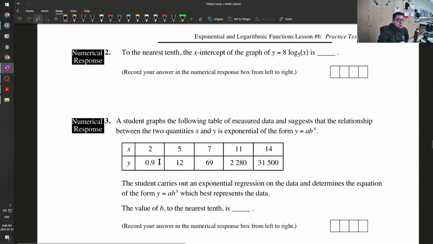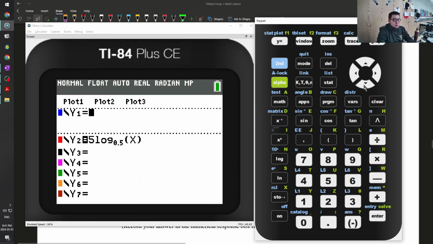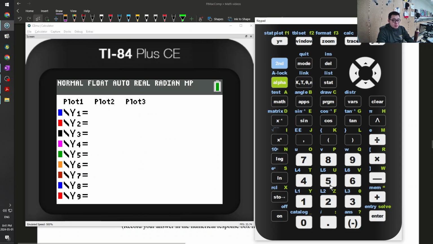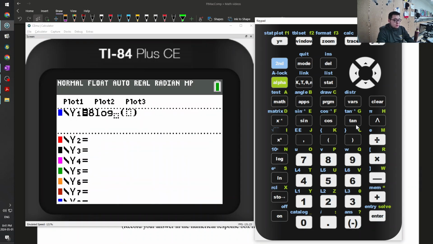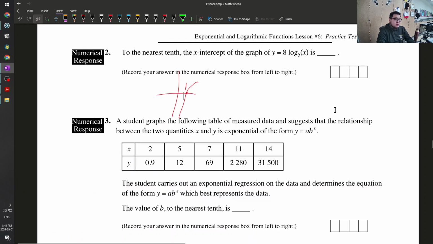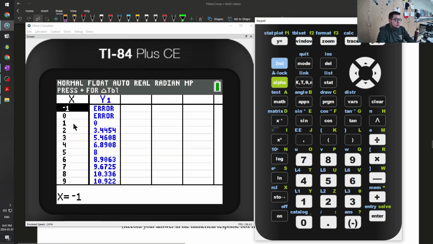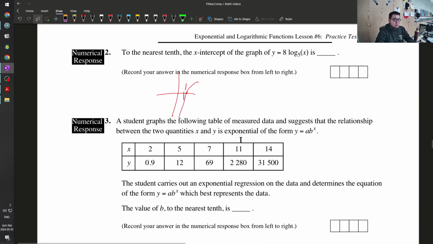To the nearest tenth, the x-intercept of the graph 8 times log base 5 of x is... I thought the x-intercept is always equal to 1, no matter what. Let's take a look. 8 log base 5 of x. Okay, so when x is equal to 1, y is equal to 0. So that means my x-intercept is equal to 1. But they want it to the nearest tenth, so the answer is going to be 1.0.